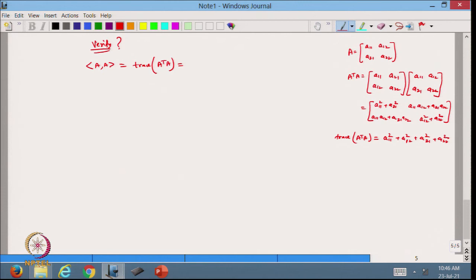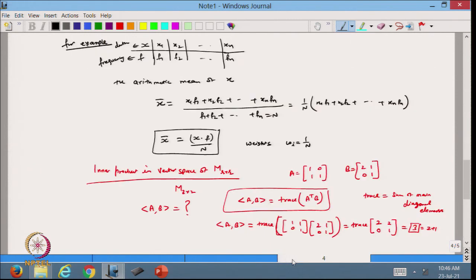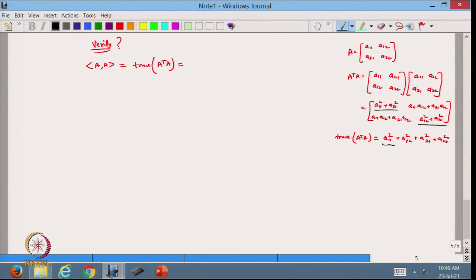It means I am just taking the trace, this plus this, putting all of this together. So if you see from here, this is equal to taking the square of each and every element of the matrix A. So, that is going to be the trace of this one. It is taking the square, so it is always greater than or equal to 0, and unless all the elements are 0, it is always greater than 0. So, it is always positive.